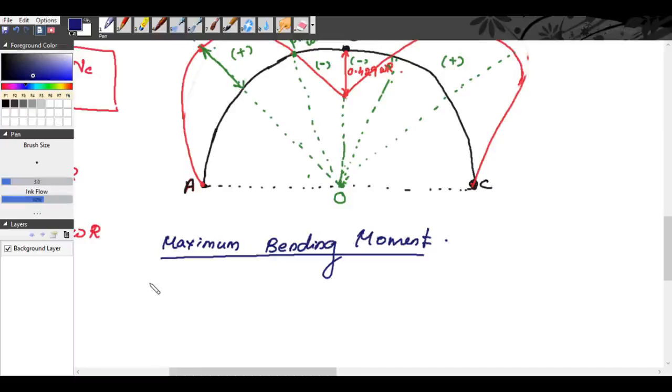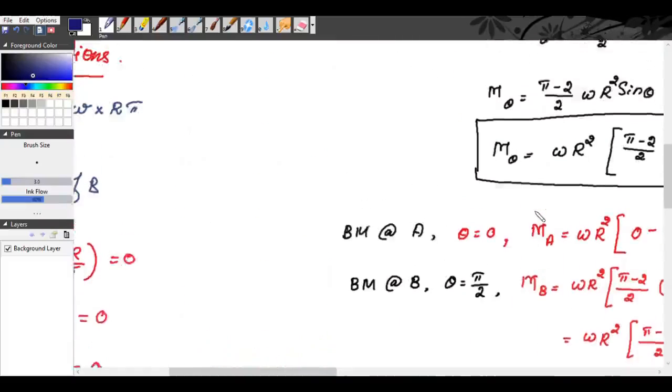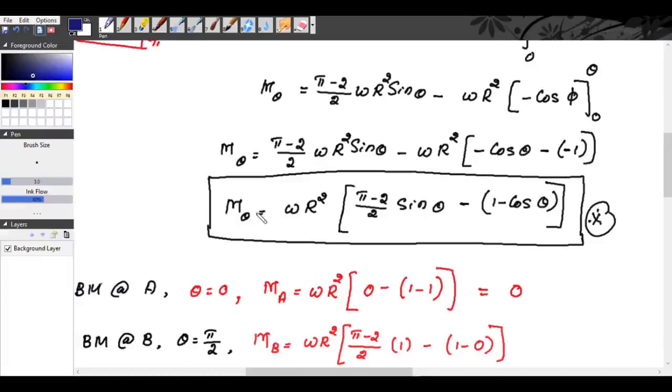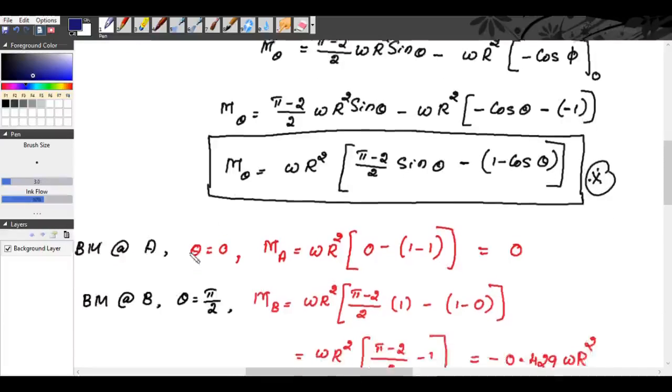So for finding the maximum bending moment, differentiation of bending moment with respect to theta will be equal to 0. This theta is varying from 0 to 90 degree. So what is bending moment? This is M theta, right? So differentiation of this M theta is equal to 0. We will replace M theta by WR square into (pi minus 2)/2 sin theta minus (1 minus cos theta).